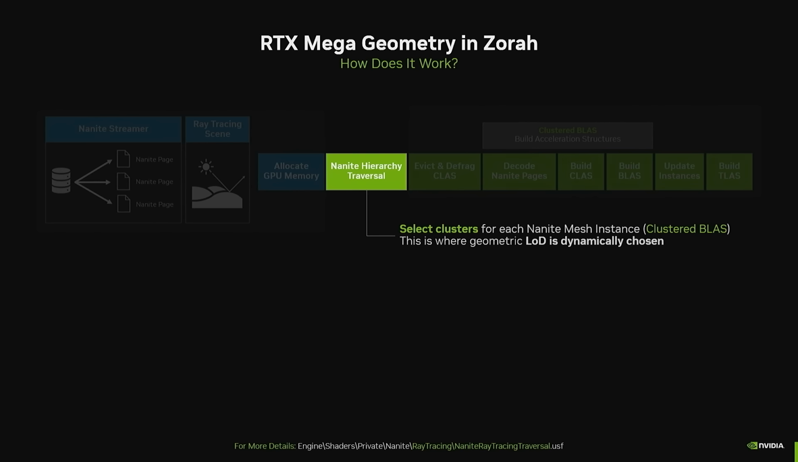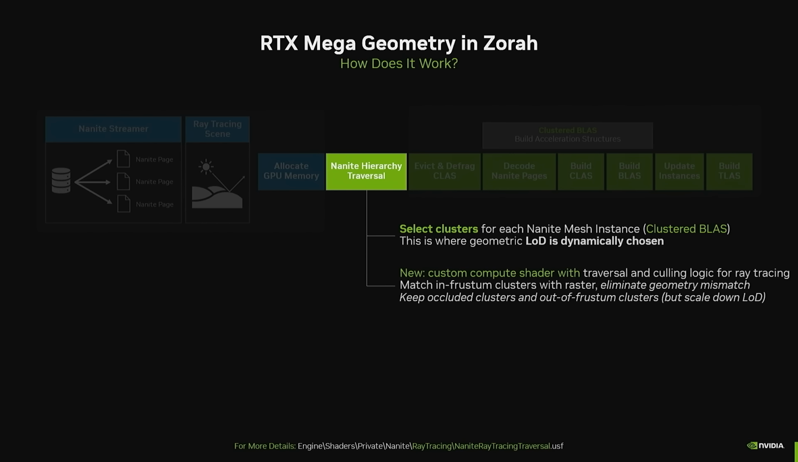All right, so now we're at the fun part, Nanite hierarchy traversal. We want to select the clusters for each Nanite mesh instance, which ultimately is a clustered BLAS. And this is where we're going to select our geometric LOD dynamically. This is the same thing that Nanite does in rasterization, but we're going to customize that traversal process a little bit and change the culling logic to be specific for ray tracing. One thing we're keeping the same, though, is that we're going to match the clusters that are selected in the frustum with the rasterizer. And critically, this makes it so we can eliminate that geometry mismatch. So we'll keep occluded clusters, clusters behind objects, and clusters outside the frustum, but we're going to match them in the frustum.